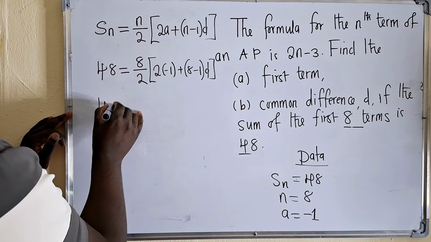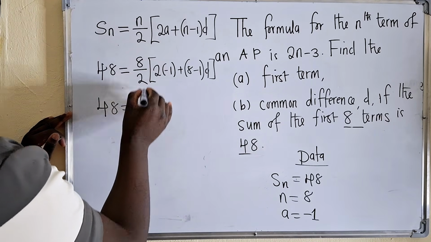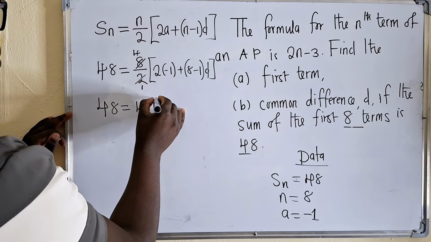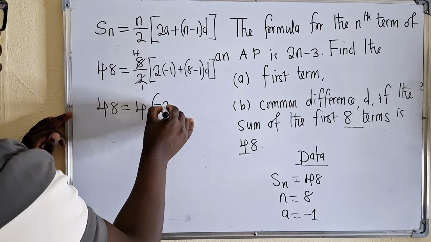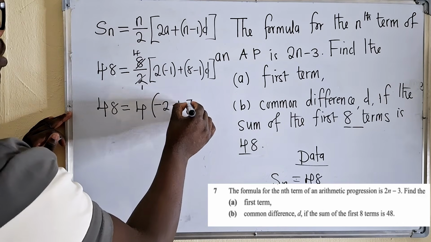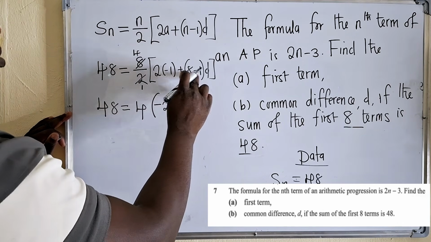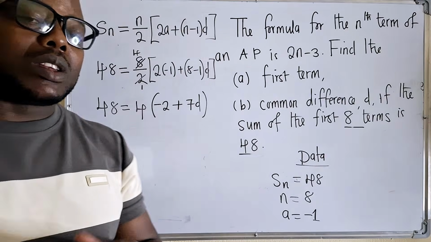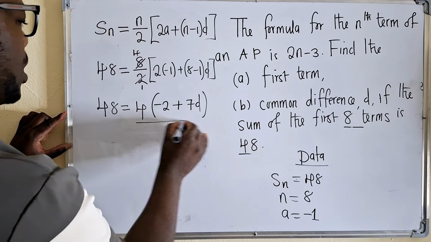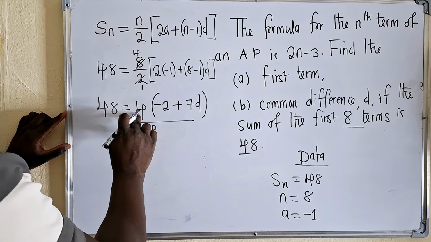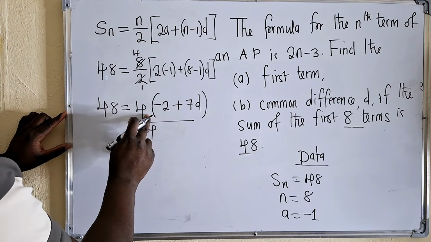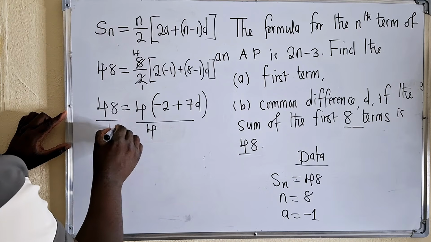So this will be 48 is equal to 4. 2 in itself, it's a 1. In 8, it's a 4. So with 4, open bracket, negative 2. 2 times negative 1, it's a negative 2, plus 7D. That is 8 minus 1, it's a 7. 7 multiplied by D, that is 7D. And from here, we can divide by 4, because this 4 is supposed to be multiplied by everything that is inside. Since it's multiplication, we can divide by that 4 both sides.